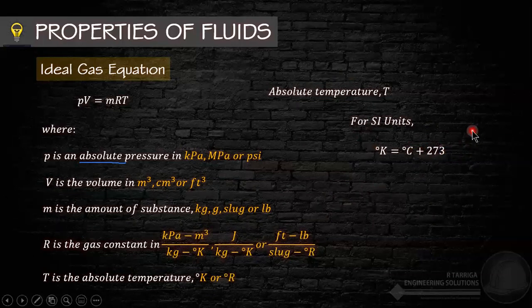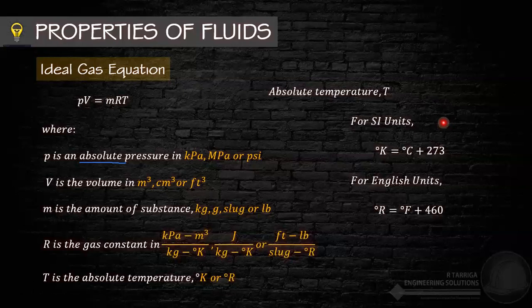Actually, exactly 273.15, but 273 is okay approximately. For English units, we use degree Rankine, which is degree Fahrenheit plus 460. Please remember this conversion. I won't show how to convert between degree Celsius and degree Fahrenheit, because if we don't know that, it's on the calculator. But anyway, let's move on to the next part.